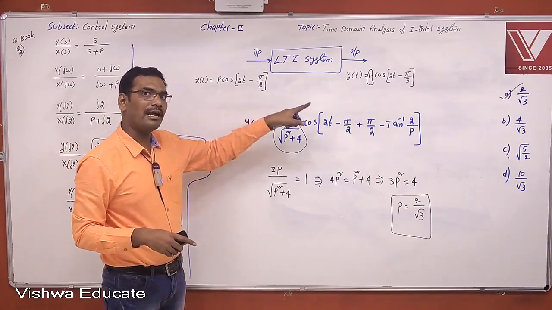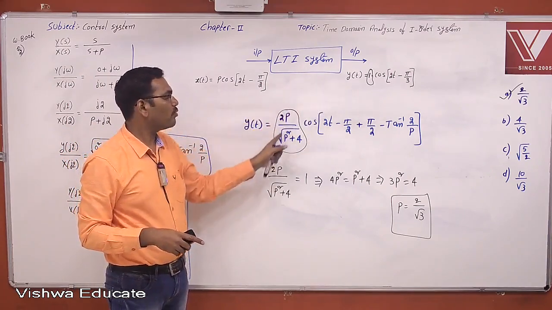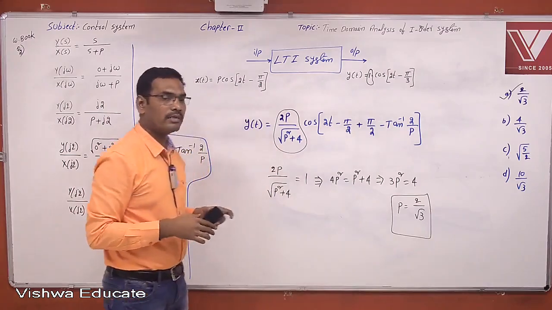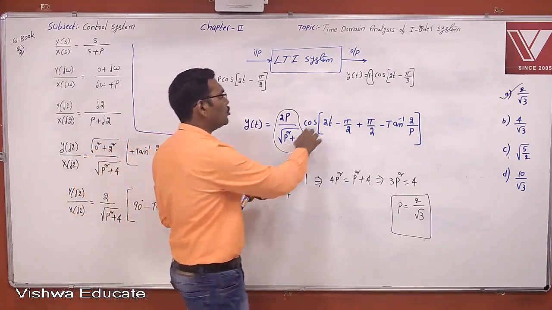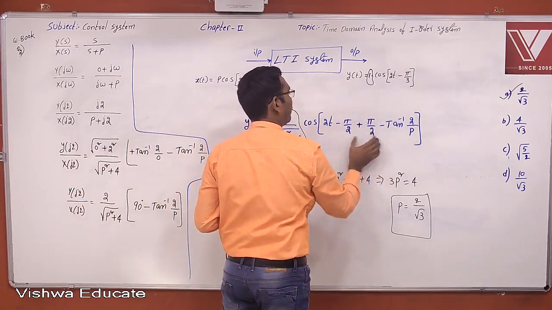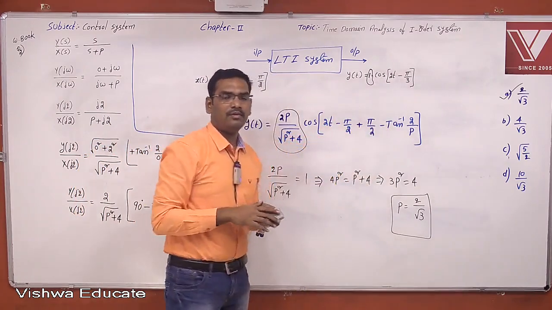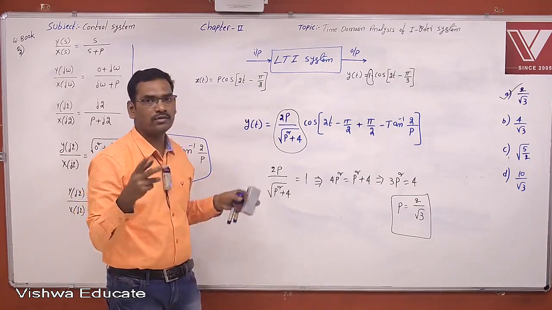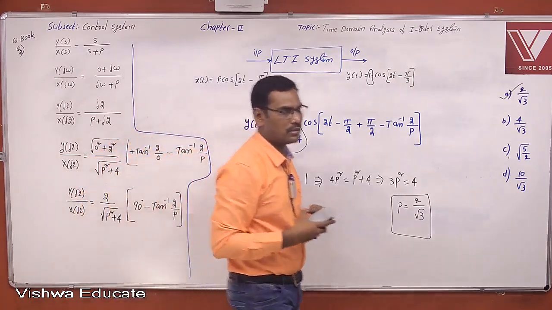But in the question the output is already given, no? Then that output magnitude is compared, and I can get the result. Some of the students are saying, no sir, this is 2t, this is 2t, I can compare with the phase angle. Not an issue, you can compare with the phase angle also, and you can get the same answer. This is a 2 marks question in the previous GATE examination. Note down, students.